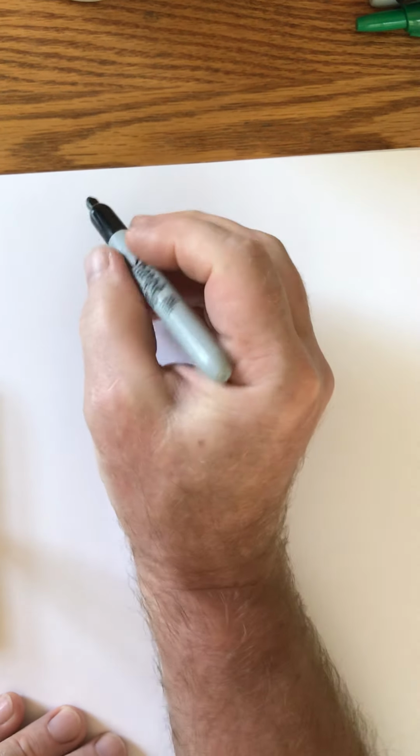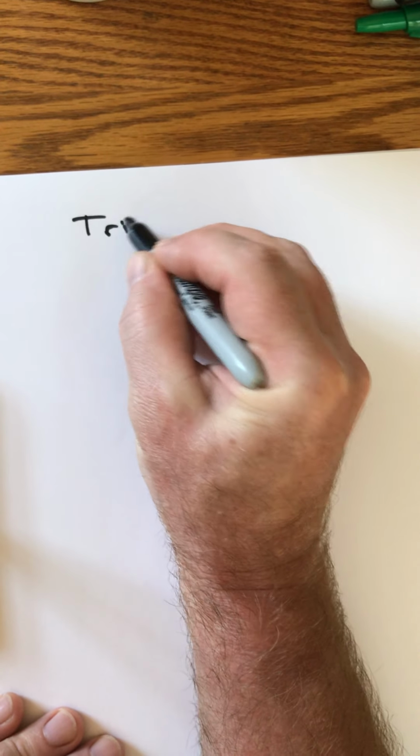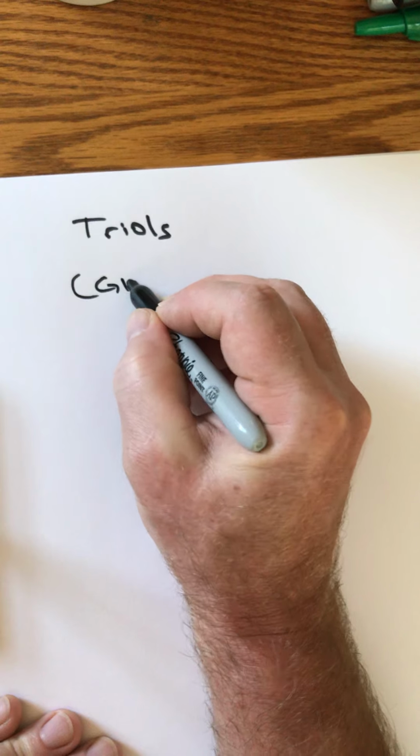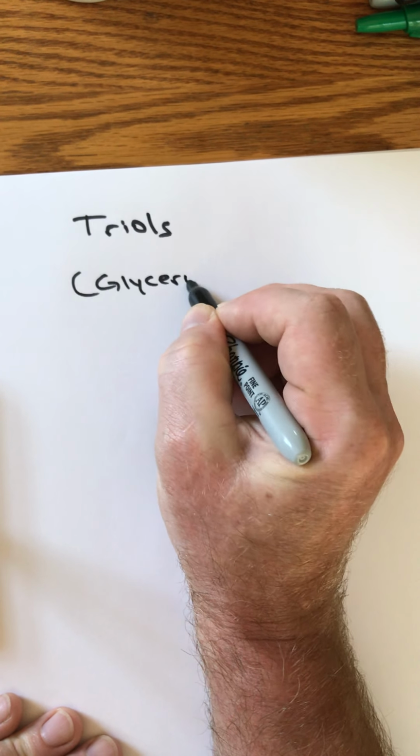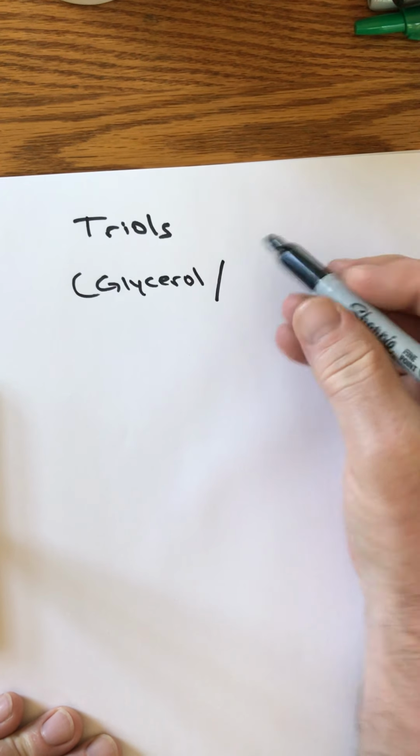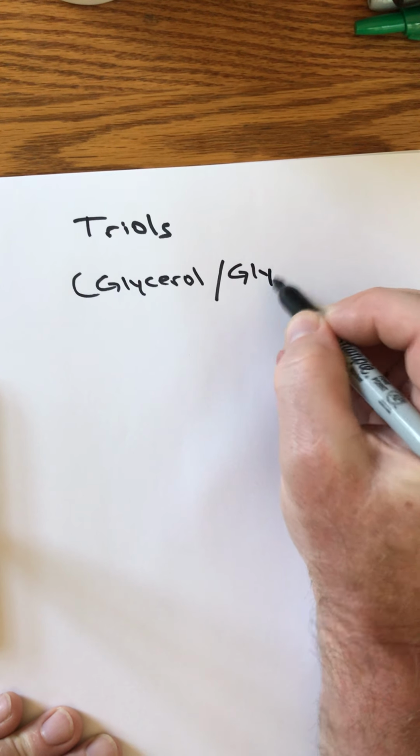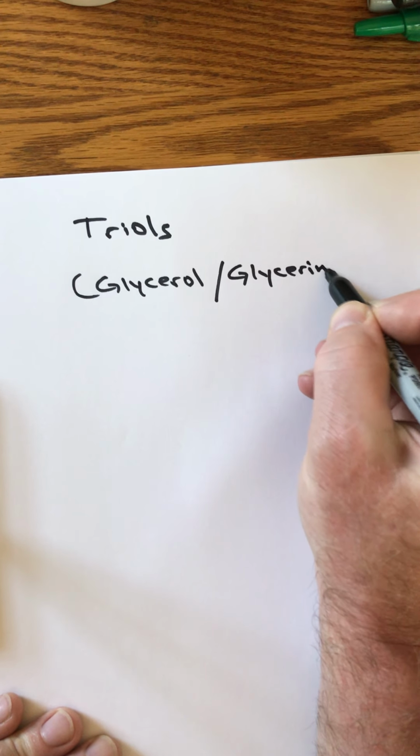All right, next. If you can have 2 OH groups, can't you have 3? Next card. Triols. Glycerol or glycerin. If you're a Bush fan, that band out of the 90s, Glycerine, that's what he's talking about.